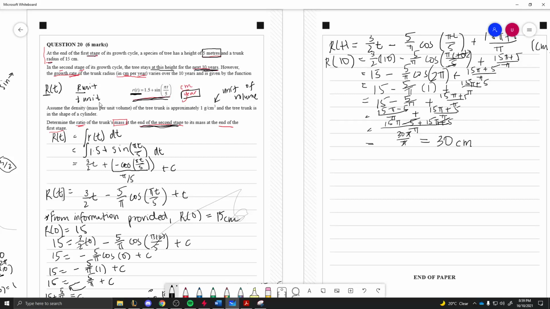The trunk radius of this, the second stage of this height for the next 10 years. So, you pretty much know that this is going to be a cylinder, because you have centimeters for a radius, so you have the radius of your tree trunk given to you, and you also have the height of it. So you can assume that this is a cylinder. So knowing that this is a cylinder, you need to know the volume for a cylinder.